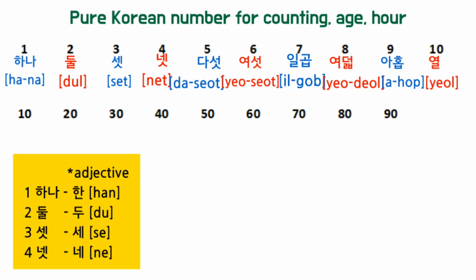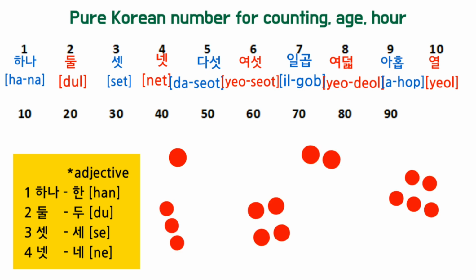There is an adjective form for 1, 2, 3, and 4 only in pure Korean numbers. When you say an object after a number, like one cup, then we don't say 하나 cup, but we say 한 cup. 한 is the adjective form of 하나. Like this, 한 cup, 두 cup, 세 cup, 네 cup.